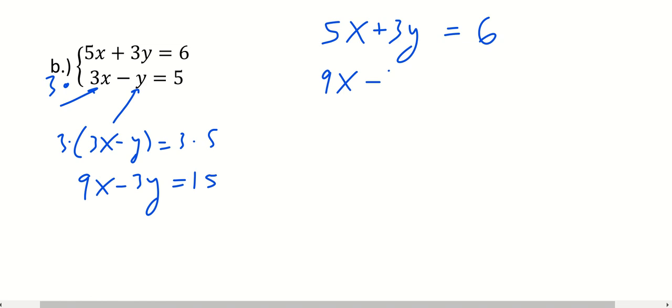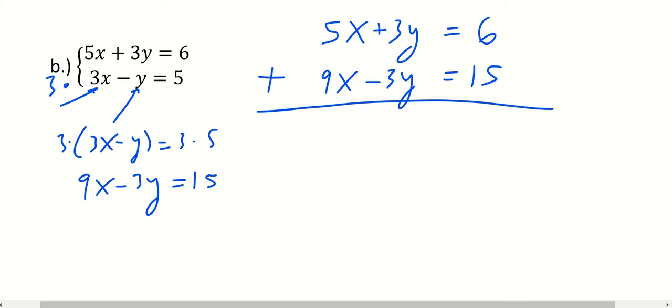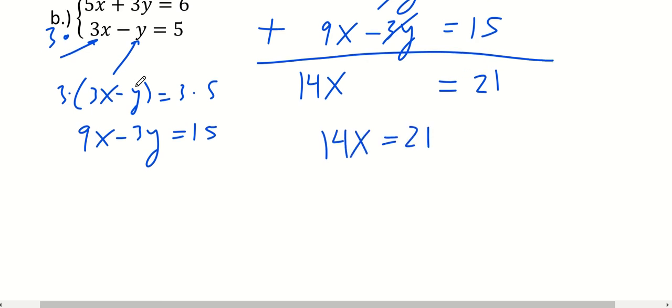I'm now going to write my rewritten second equation under the first. And now we should be able to go ahead and add them together. The equal sign comes straight down. On the left-hand side, 5x plus 9x gives us 14x. Notice the positive 3y and negative 3y cancel by design, so the y term is gone. And on the right-hand side, we have 6 plus 15, which is 21. So we get 14x equals 21.